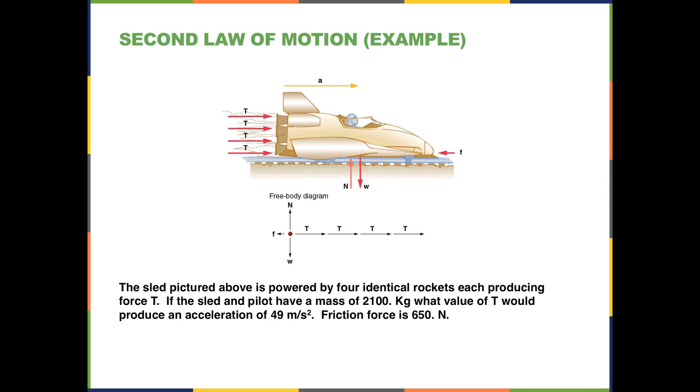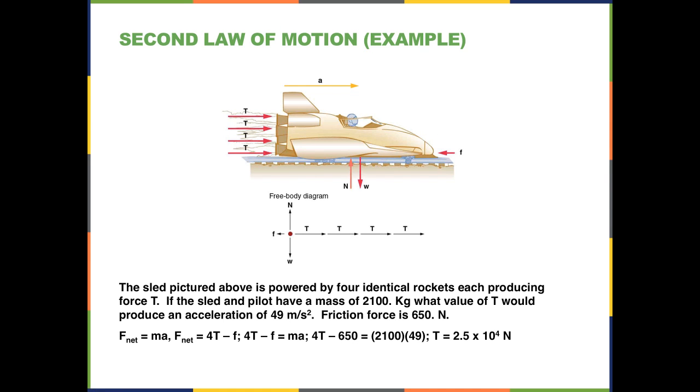And you see again the free body diagram shows the weight of the cart and the sled and the driver here, the normal force, which is the force pushing up on the sled, preventing it from sinking into the earth. There's 4T forces in this direction driving it forward, and a friction force driving it in the other direction. And all of this results in an acceleration of 49 meters per second squared.